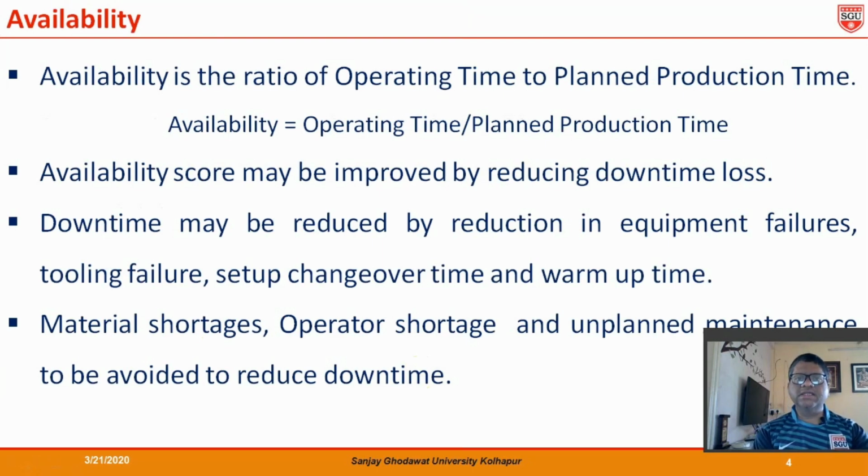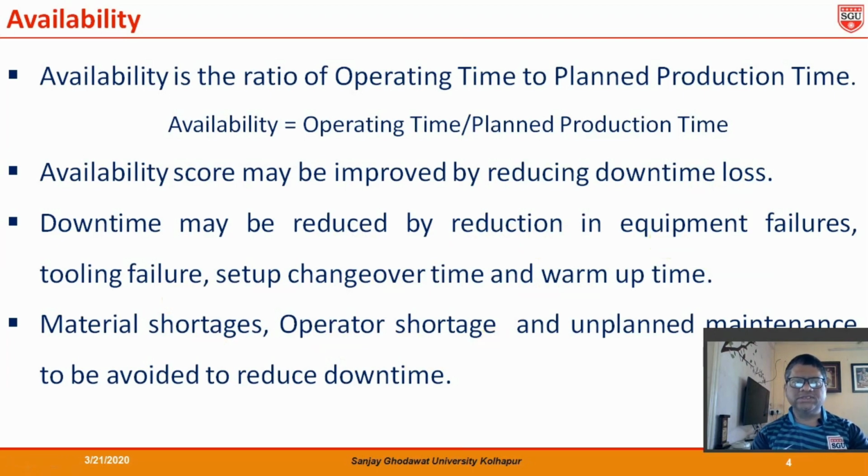Let us study the first component, that is availability. Availability is nothing but the ratio of operating time to planned production time. This availability score can be easily improved if we reduce the downtime losses. Downtimes may be because of different reasons such as equipment failure, failure of tooling, setup changeover time or the warm up time of the machine. This downtime may also increase because of the shortage of material and operators or unplanned maintenance.